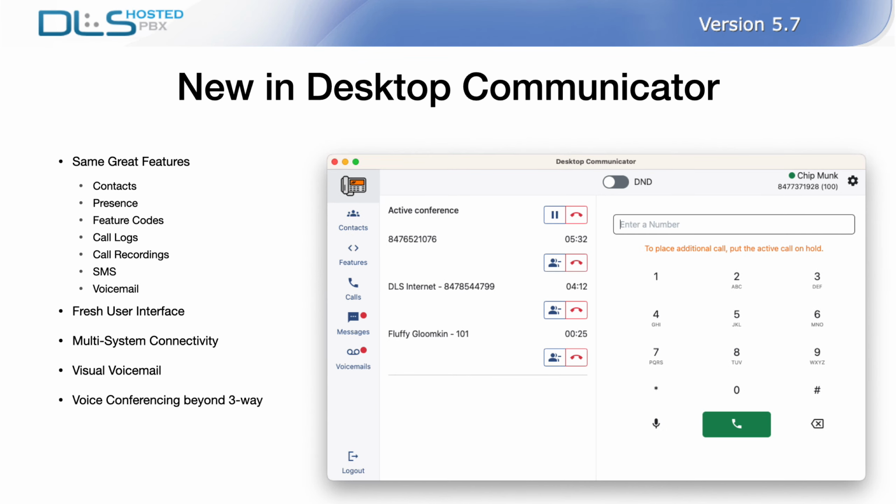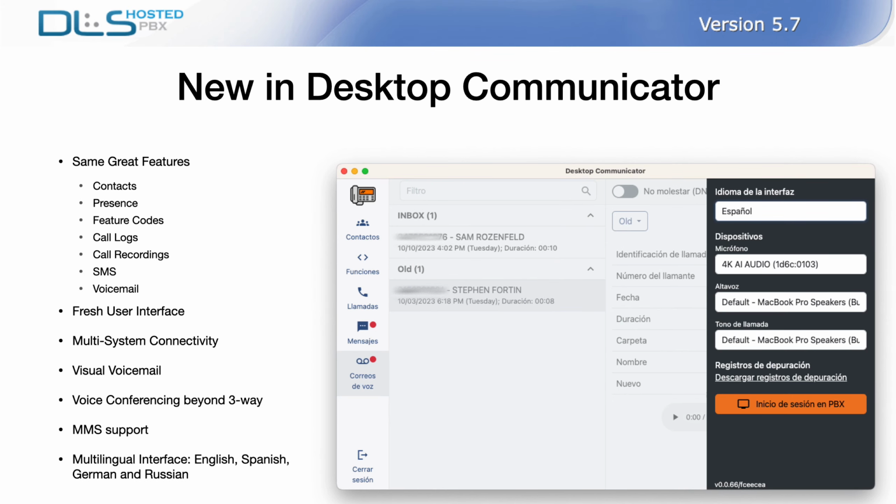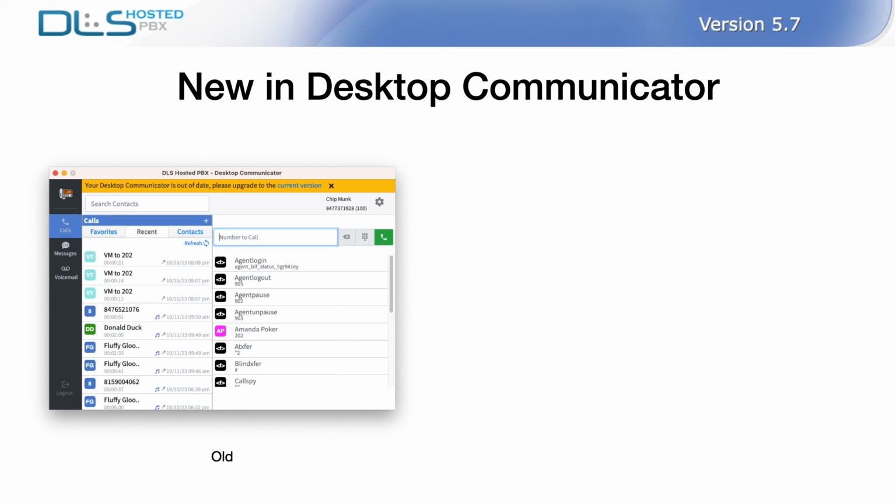Voice conferencing. Enjoy voice conferencing with support for up to 7 voice calls, improving collaboration. MMS support. We've added support for the multimedia messaging service, expanding your communication options. Multilingual interface. The new version offers a multilingual interface, supporting English, Spanish, German, and Russian languages. Important note: while the original Desktop Communicator is still supported, it won't receive new features from now on.